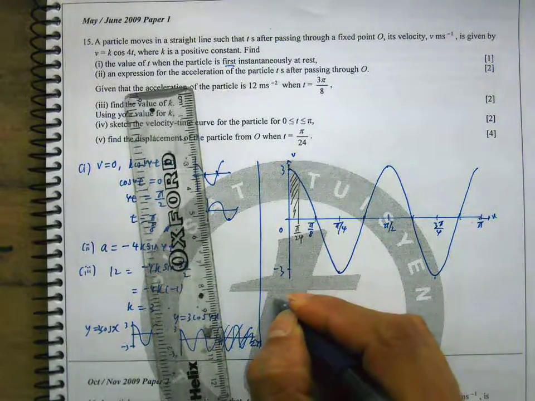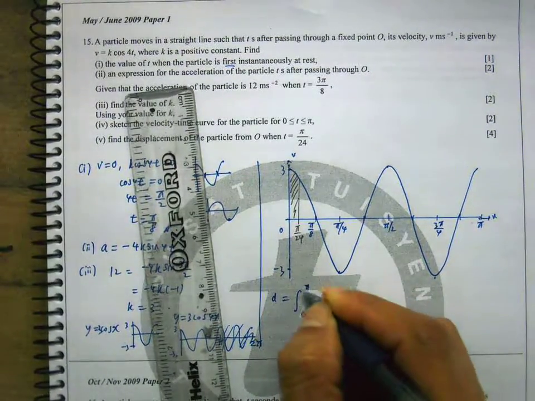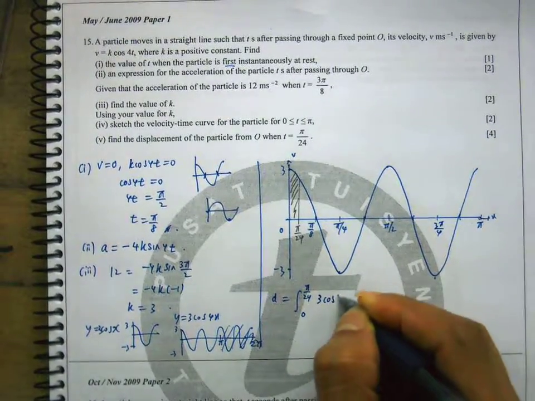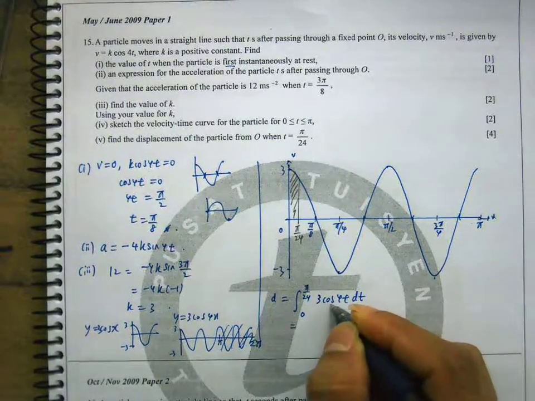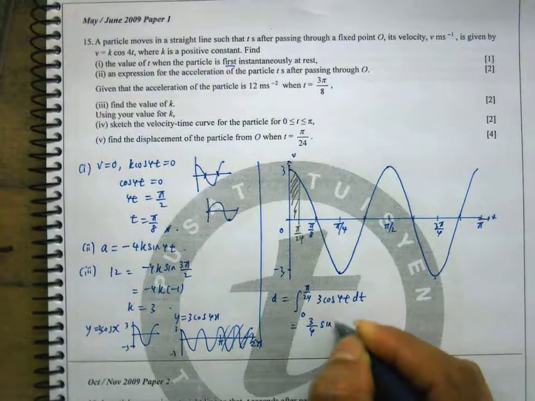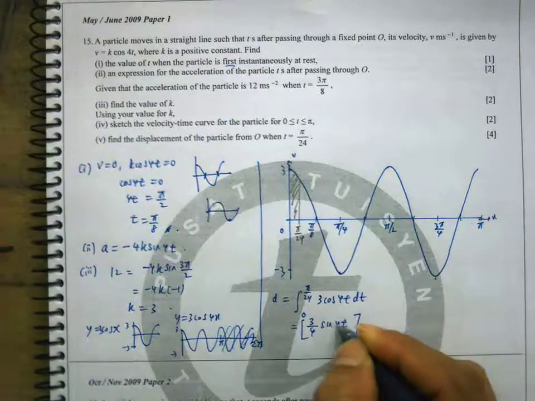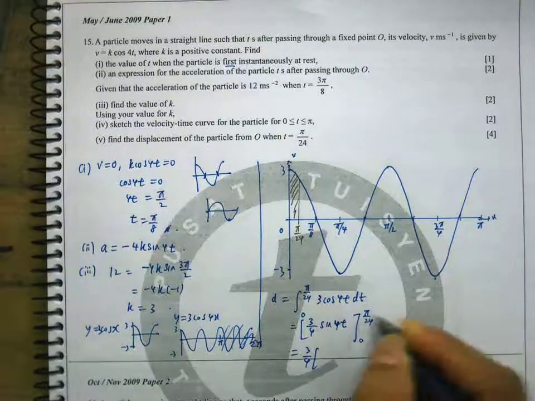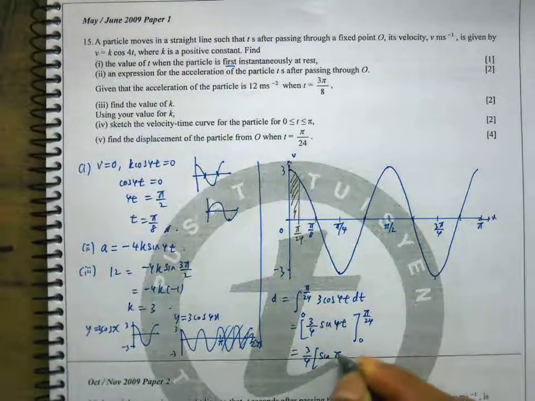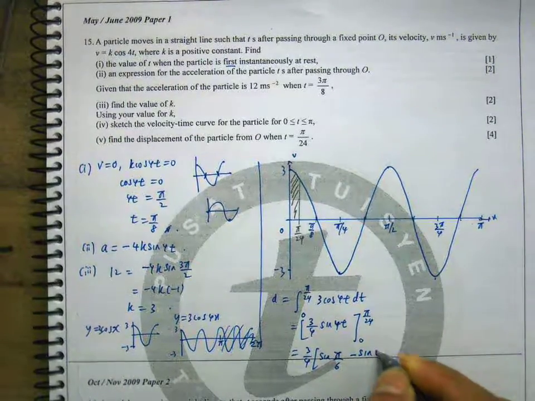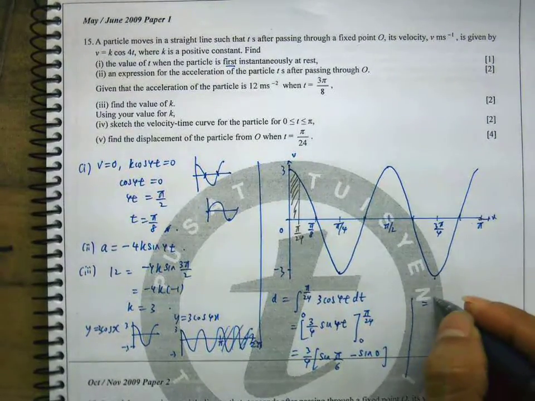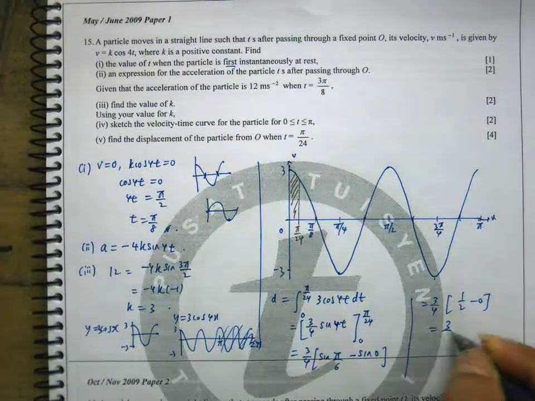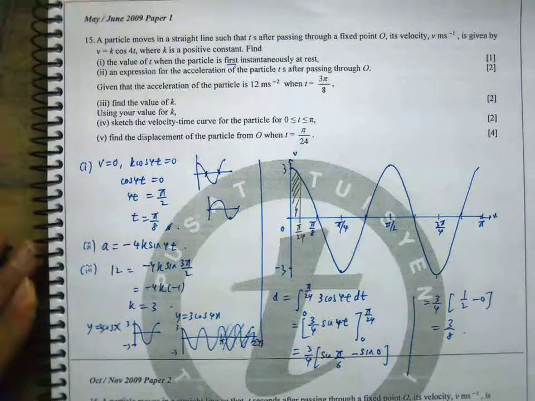So I will just find the distance by integrating from 0 to pi over 24. What's your function? Your function is 3 cos 4t dt. Integrate cos is sin. Sin 4t from 0 to pi over 24. So I'm going to take out, put this inside, so it's sin pi over 6, minus sin 0. Okay, what is sin pi over 6? Sin 30. Sin 30 is half, sin 0 is 0, so 3 over 8. Okay.